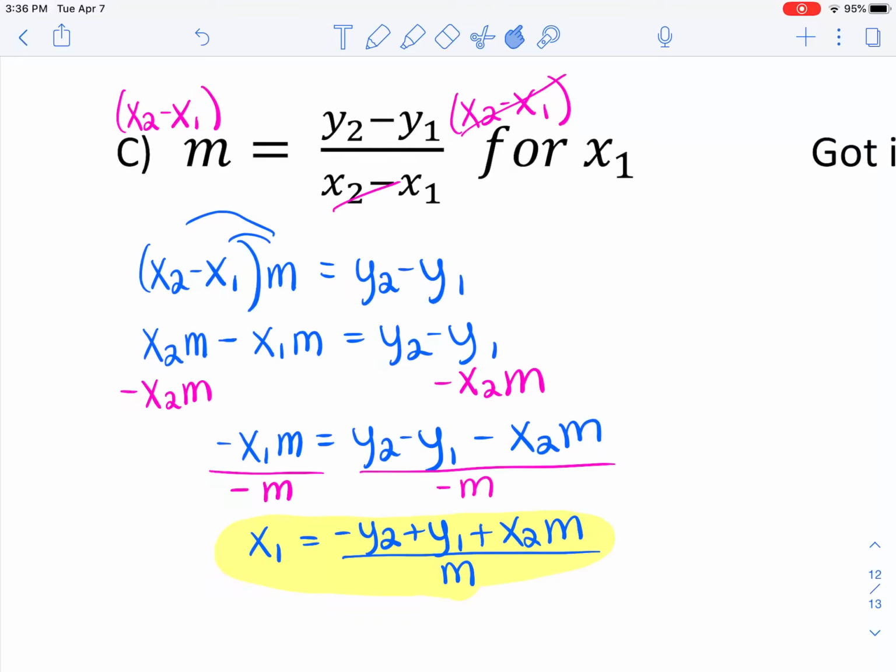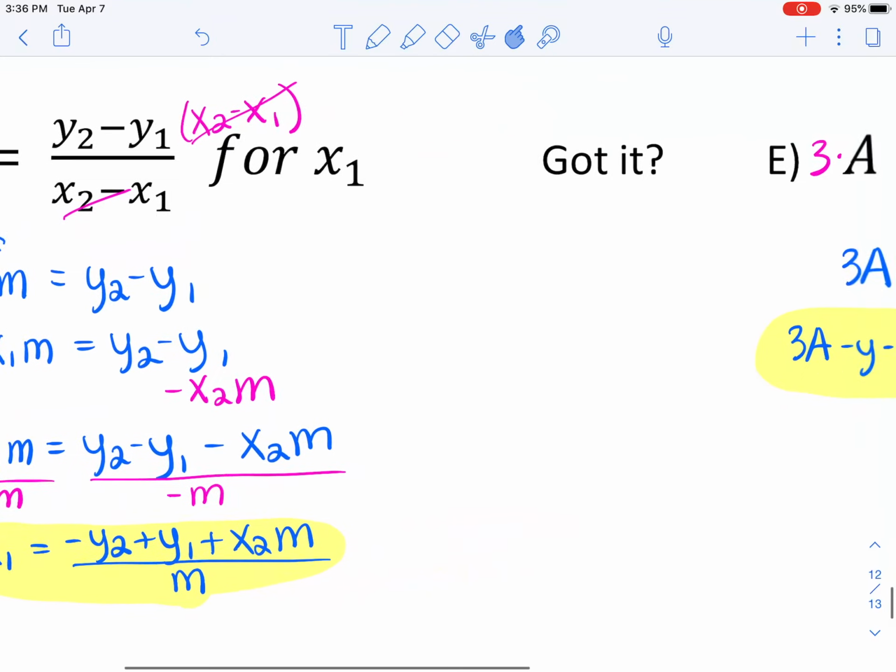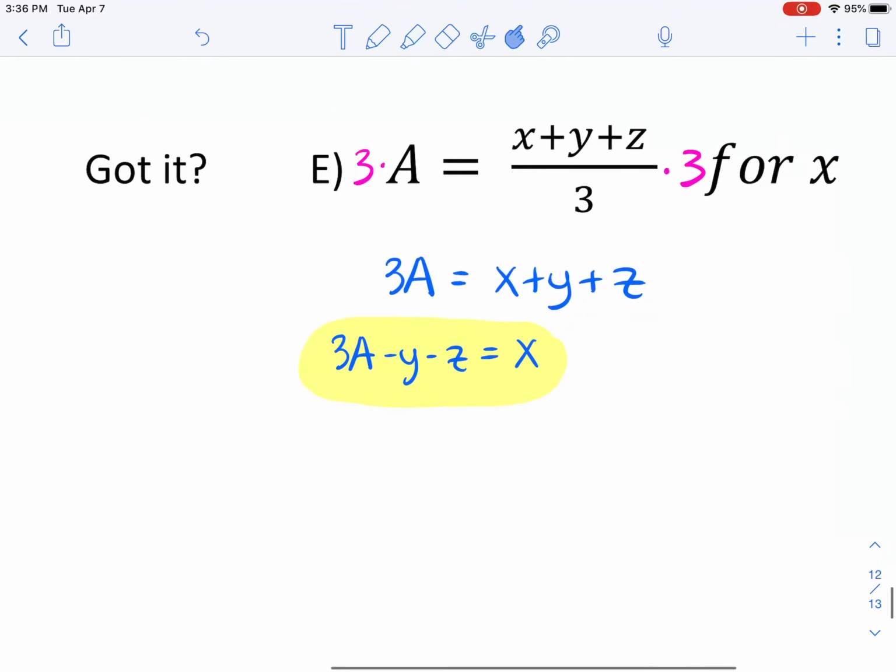Go ahead and pause and try the got it. Okay, going over the got it relatively quickly here. We have a equals x plus y plus z over 3, and we want to solve for x. We have a rational equation here, so we want to multiply by the LCD. The only denominator we have is 3, so that is our LCD. Multiply both sides by 3. When you do that, the denominators cancel on the right-hand side. So what you're left with is 3a equals x plus y plus z.